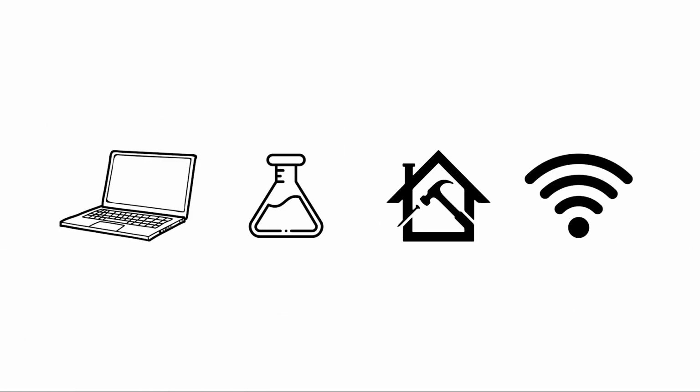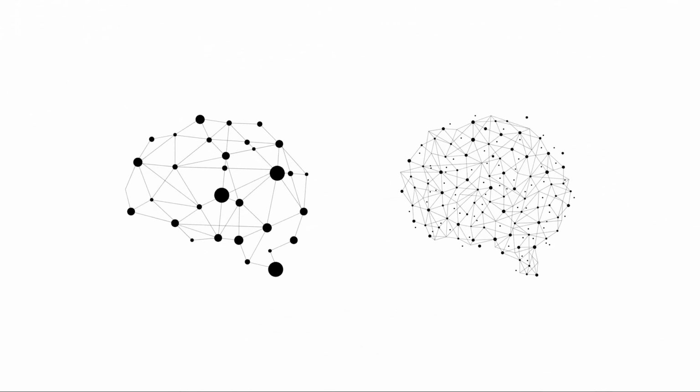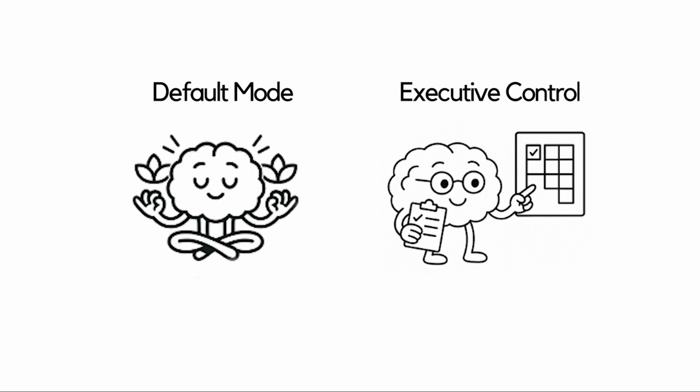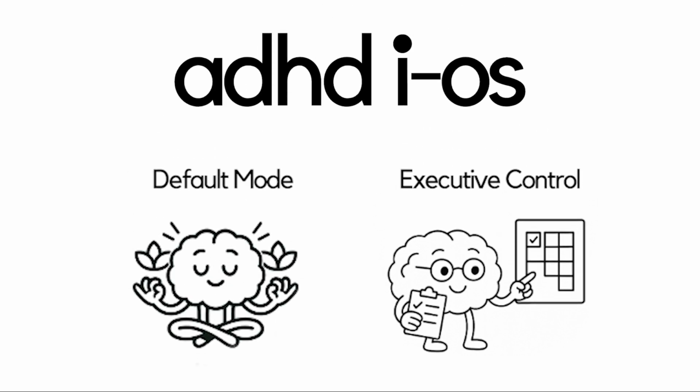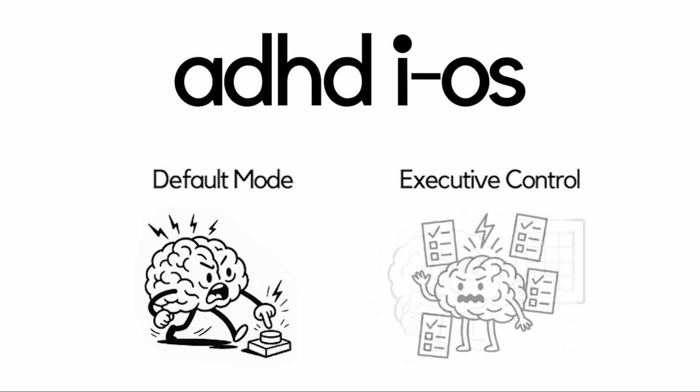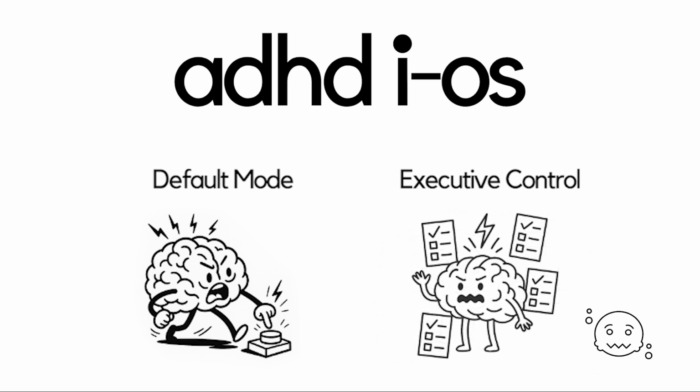And last but certainly not least, the neural network. There's 2 key networks inside your brain: the executive control network, which runs planning and task management, and the default mode network, which is only supposed to kick in during rest or daydreaming. On the ADHD iOS, the default mode network tends to run when it's not supposed to, which increases distractibility, and the executive control network deals with weak network connections, making it harder to organize thoughts or follow through on them.